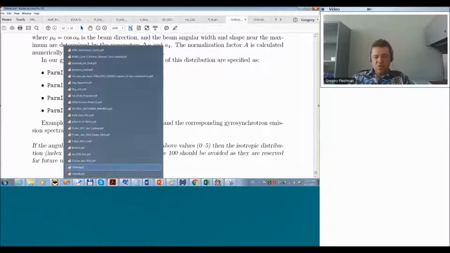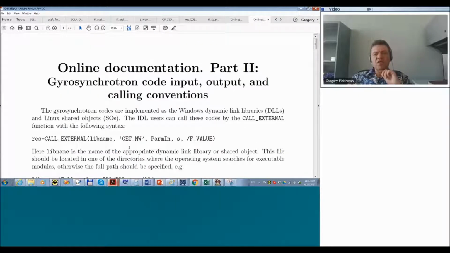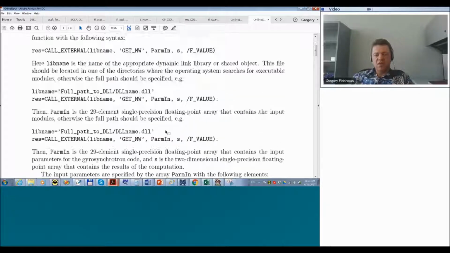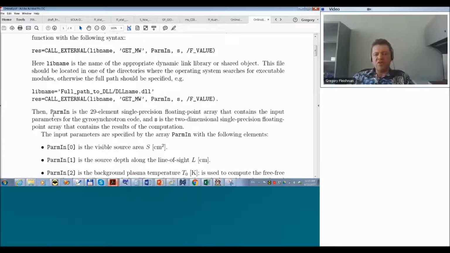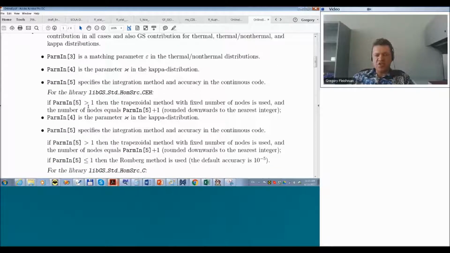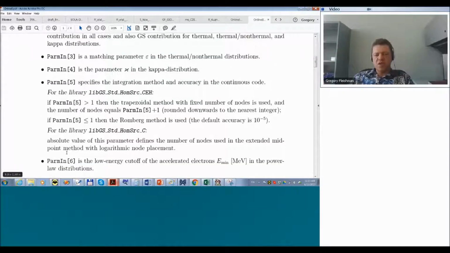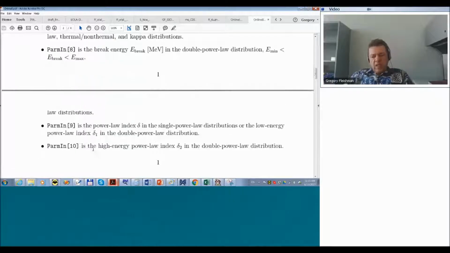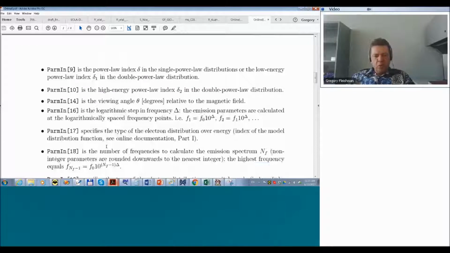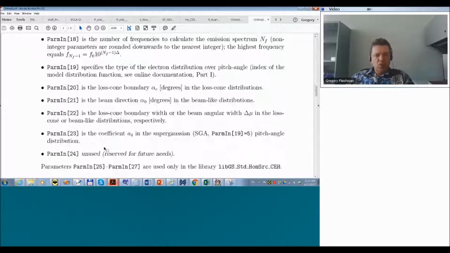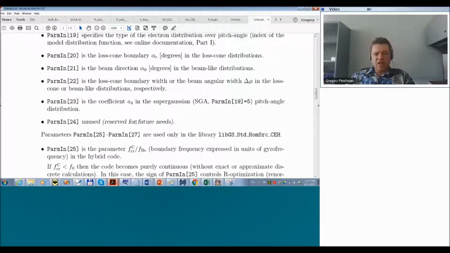The dependence on input parameters is generally described in another document, in the online documentation about calling conventions, and this is the general calling convention, how we work with just a single uniform volume. But I believe that Dr. Nita will tell you in more detail how this is realized in practice on the GX Simulator platform. And at this point, I stop this part of my presentation.